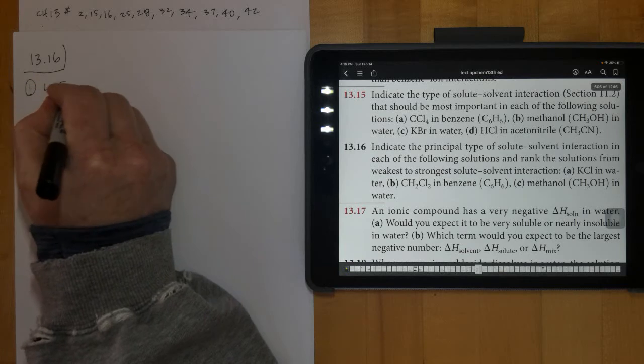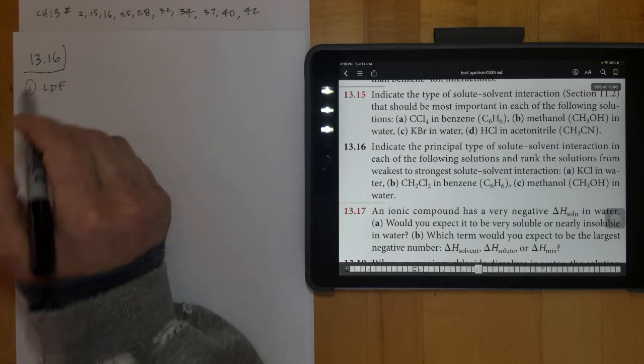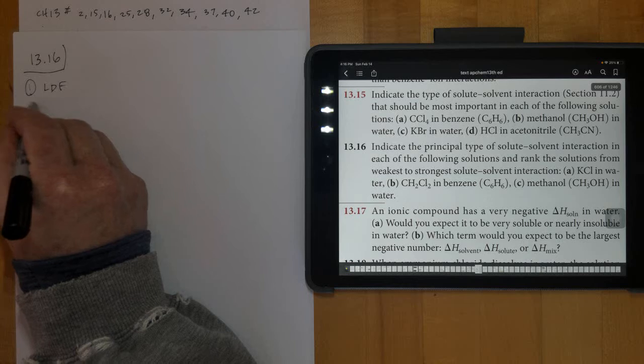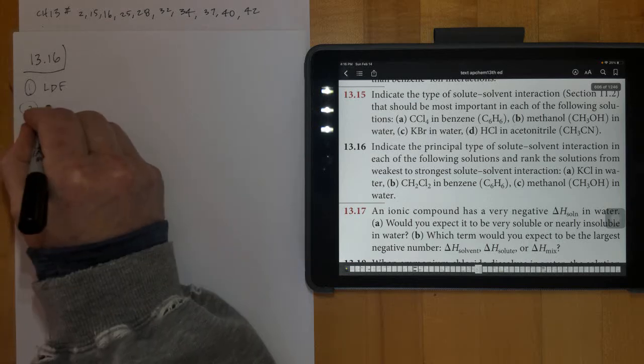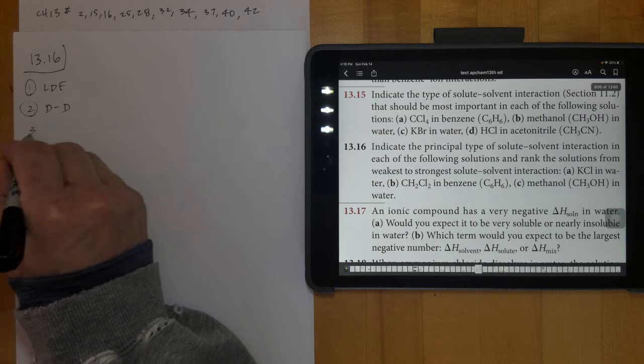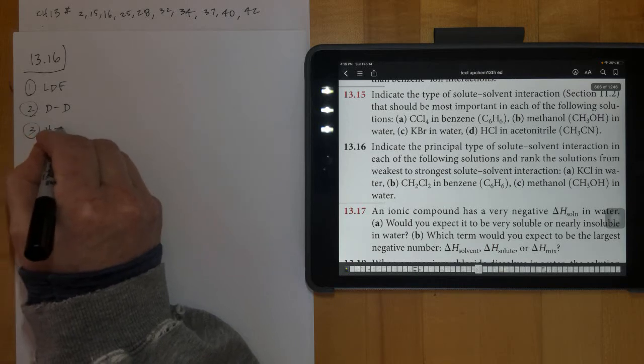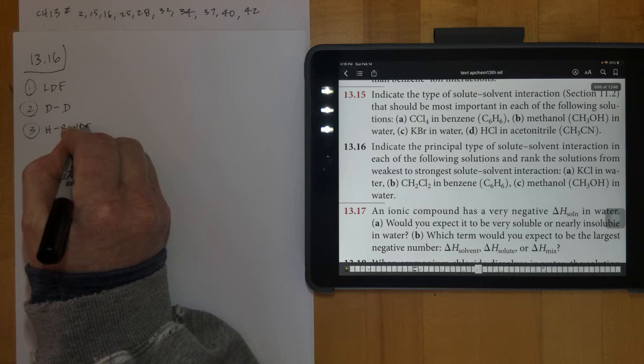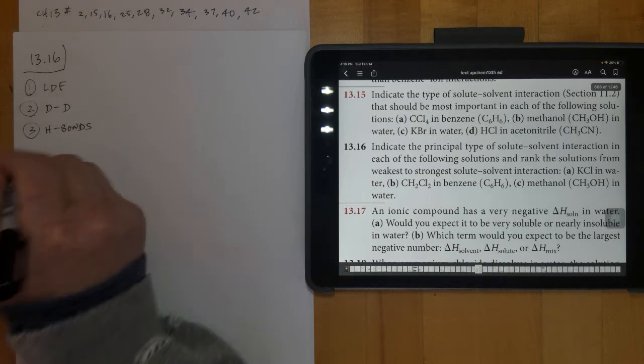So there'd be London dispersion forces holding the two molecules together when they dissolve. Secondly, there would be dipole-dipole forces that hold two molecules together, two polar molecules. Thirdly, would be a special case of dipole-dipole, and that would be when there's hydrogen bonds between the two molecules.